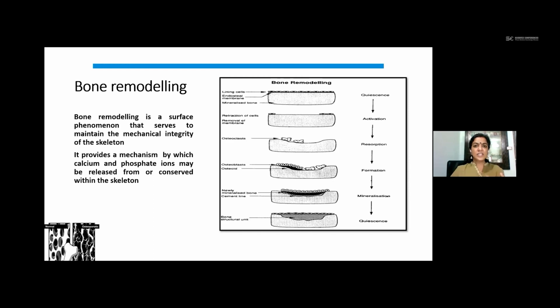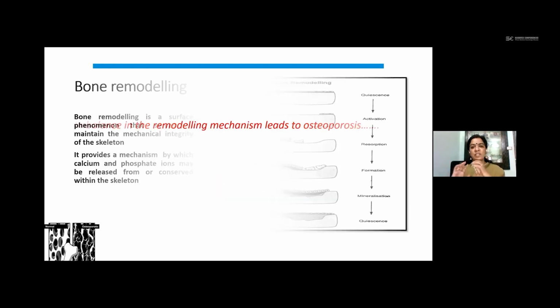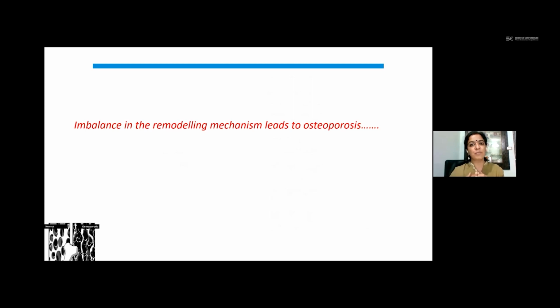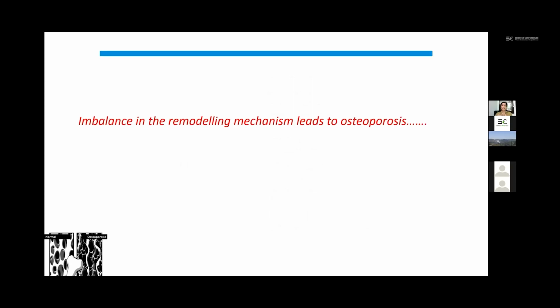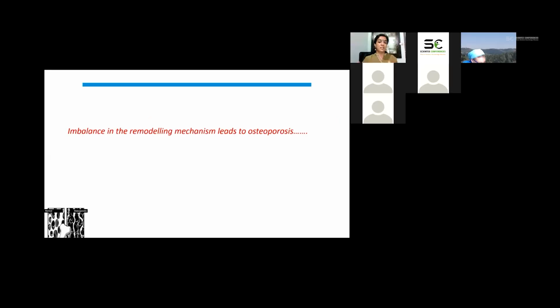And in this bone remodeling process, there can be an imbalance due to so many reasons. May it be age related, may it be post-menopausal bone loss, certain medications, or you can say because of lifestyle. So ultimately, if an imbalance occurs in this remodeling mechanism, which is very important, that leads to osteoporosis. Osteoporosis is an advanced condition of bone loss.